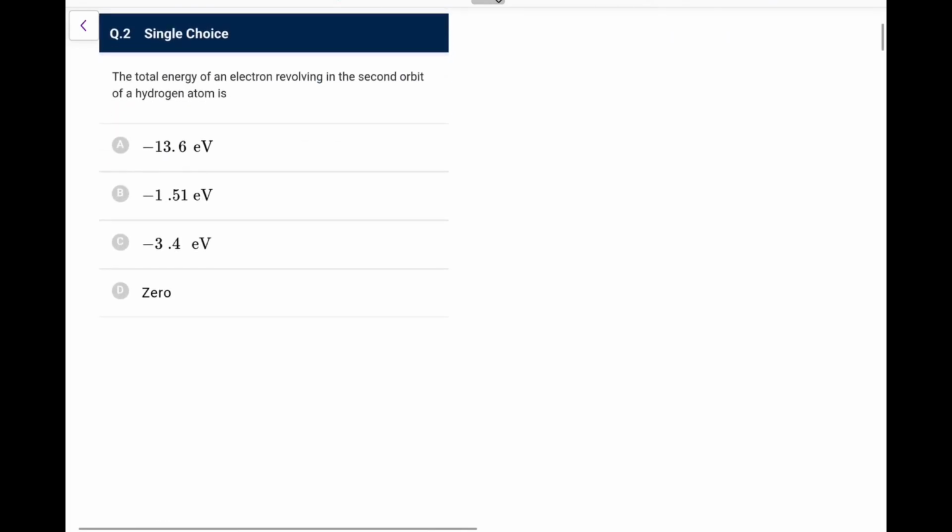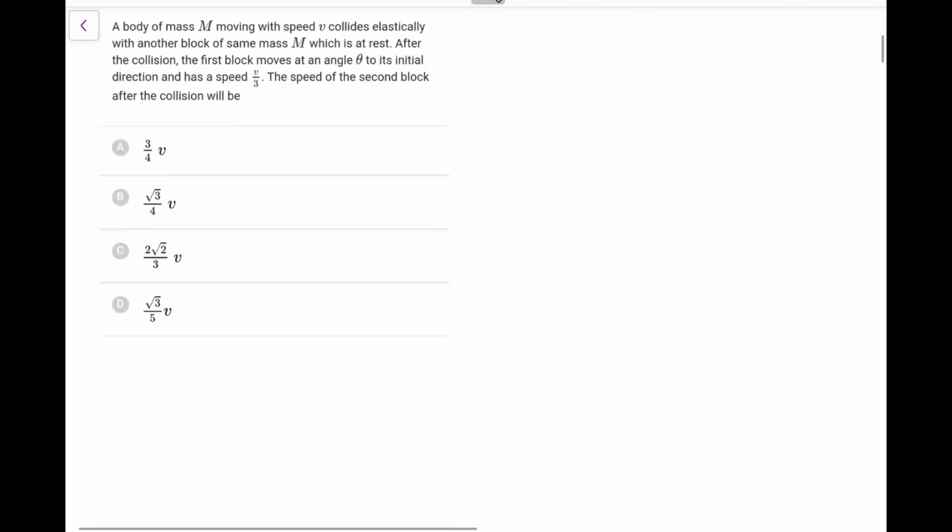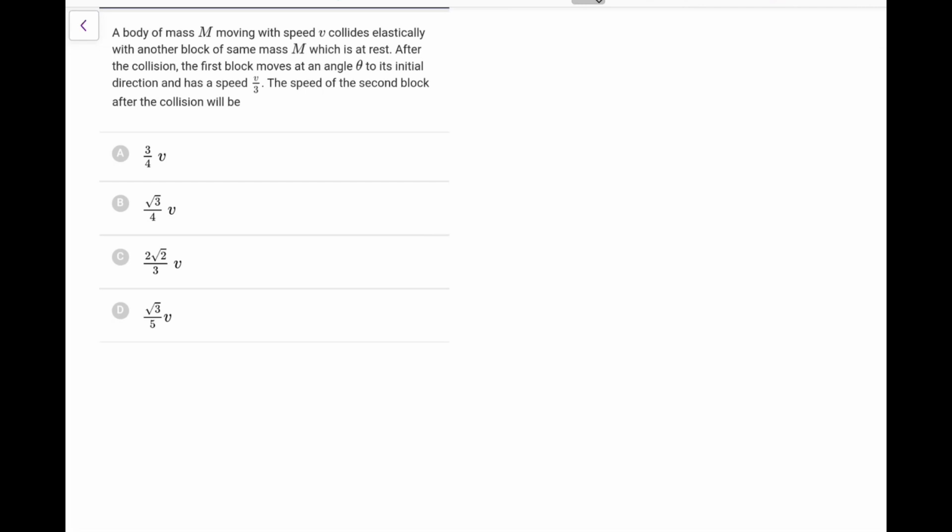So simple formula putting. Next, total energy of electron in the second orbit. So we know E2 is equal to minus 13.6 upon 2 square, so that comes out as minus 3.4 eV. You remember this value.